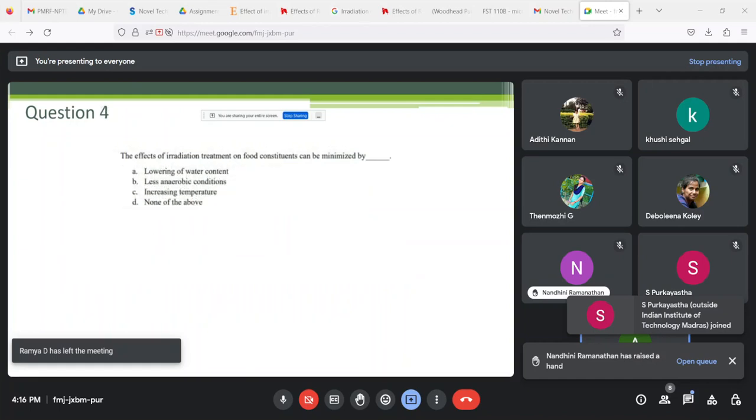So question 4. The effects of irradiation treatment on food constituents can be minimized by A. Lowering of water content, B. Less anaerobic conditions, C. Increasing temperature, D. None of the above. Do you guys know what the answer is? You can take an example of a microwave, since that's pretty much there in almost everybody's house nowadays. You can figure out which one is more important: lowering of the water content, lesser anaerobic conditions, increasing the temperature, or none of the above.